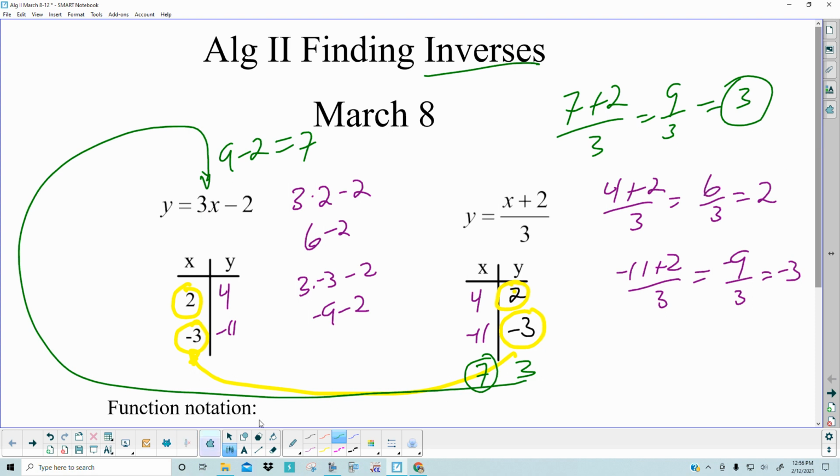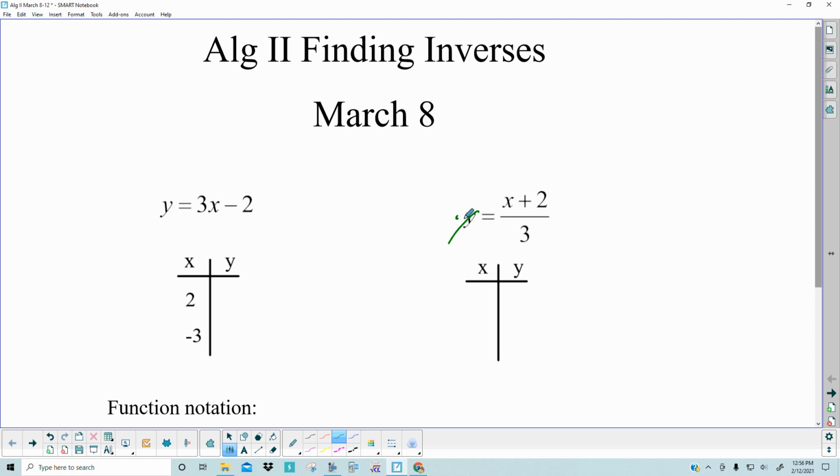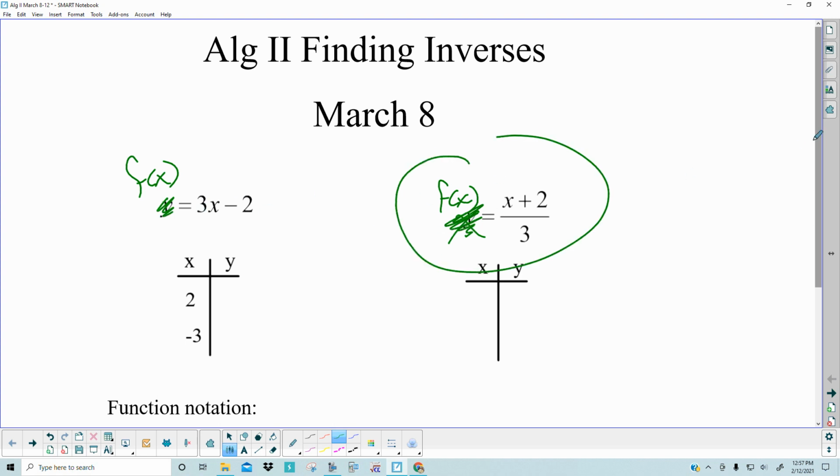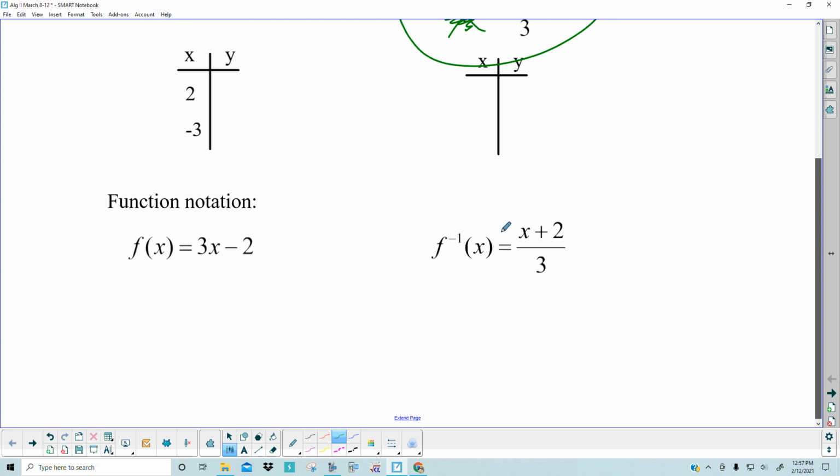Now, before I scroll down and show you the notation, you guys are used to, instead of it saying y, it says f of x. This is f of x. Now, to say this equation is the inverse of that one, there's a special notation for it. If this is f of x and this is its inverse, this is how you say it. And so I pronounce this f of x. That's how I say this.